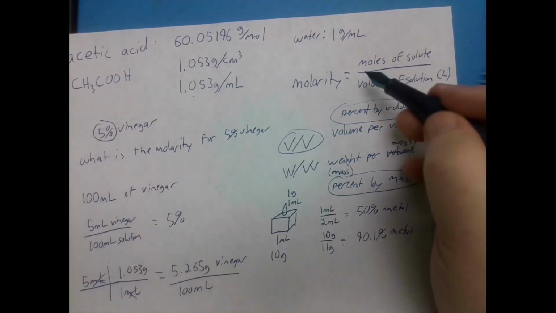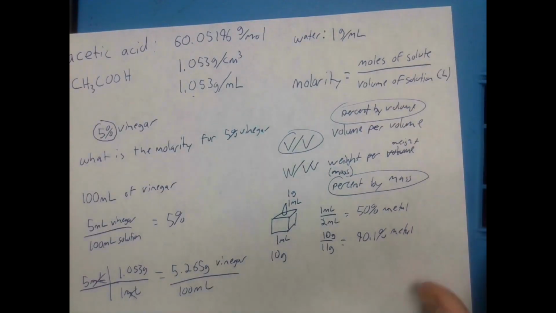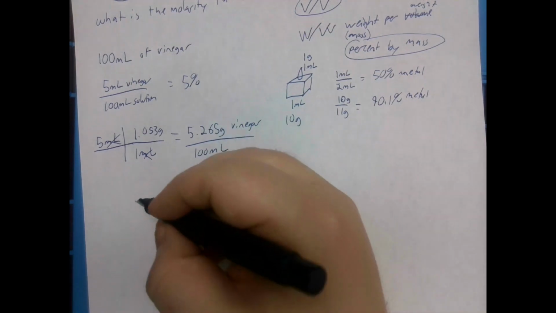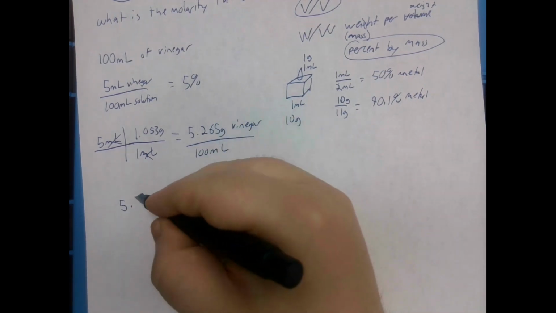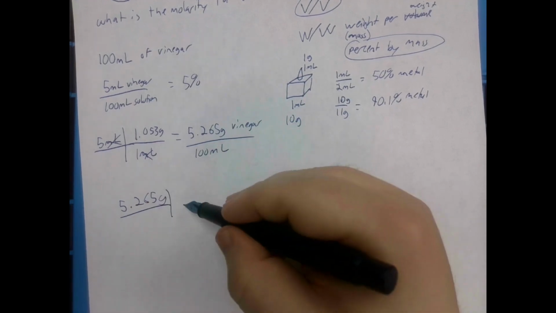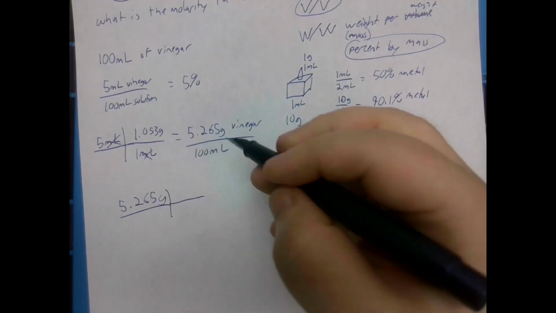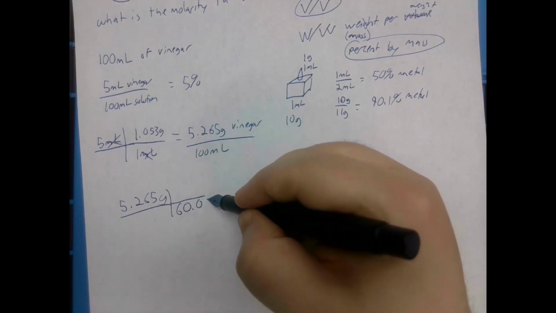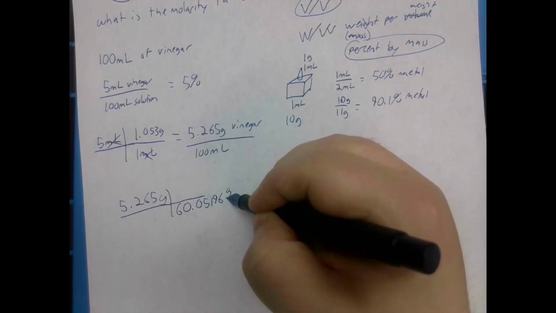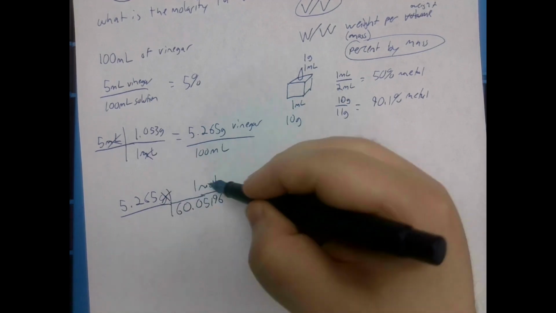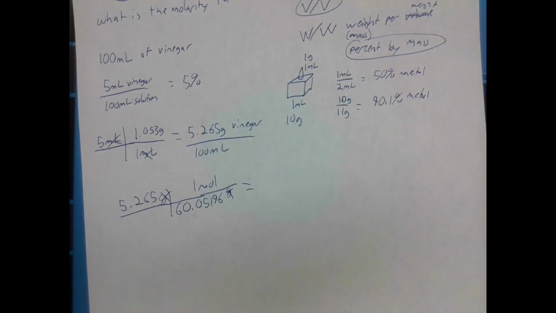So we're trying to find molarity, so we need moles per volume. Now we need to convert the grams into moles. So the molar mass is 60.05196 grams per 1 mole. Grams cancel out, giving us moles.